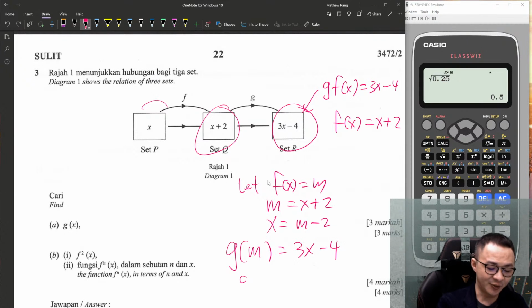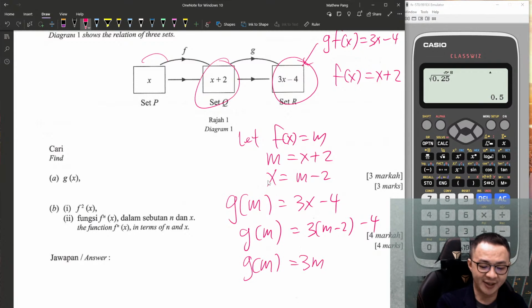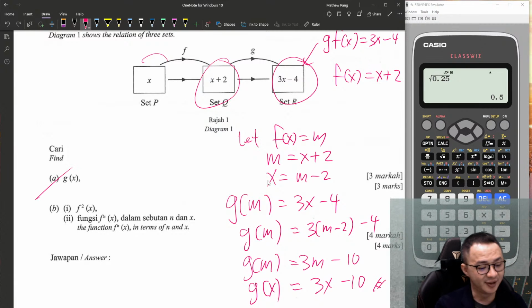Since my x is this one, I can substitute my x into it: m minus 2, minus 4. So therefore g(m) will equal 3m minus 6 minus 4, which is 3m minus 10. So I got my g(x) now, which is 3x minus 10. Done. 3 marks. This is how to find g(x) from gf(x) and f(x).